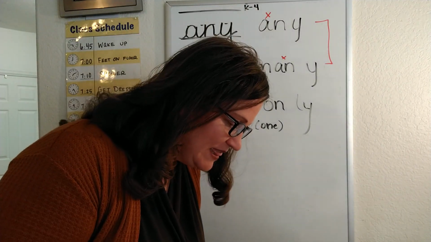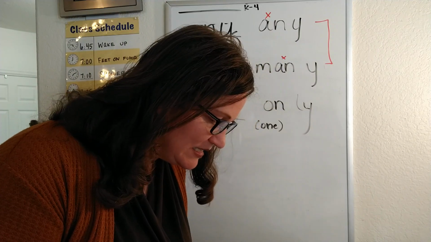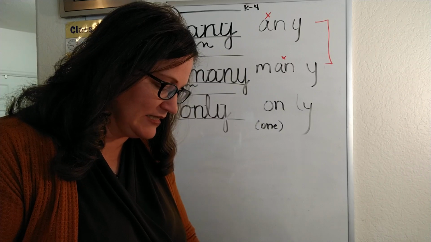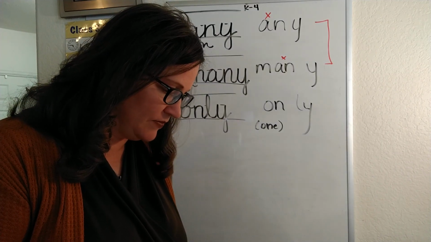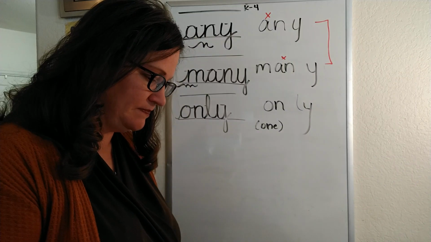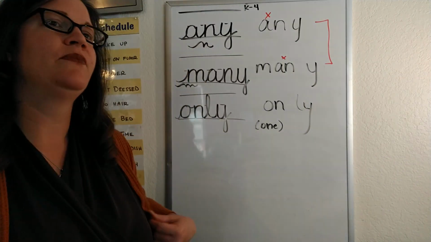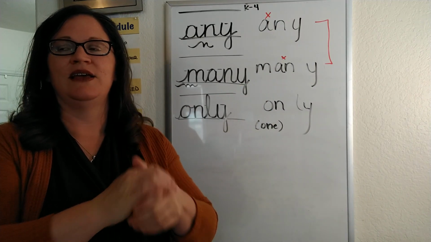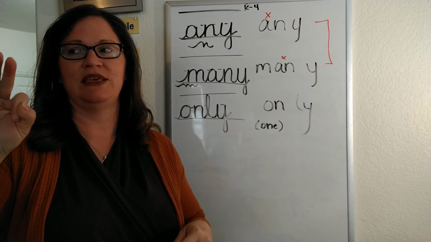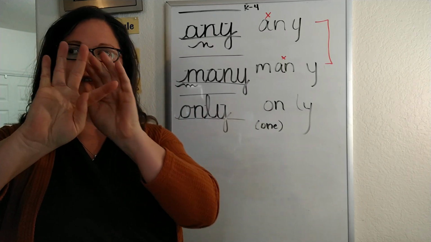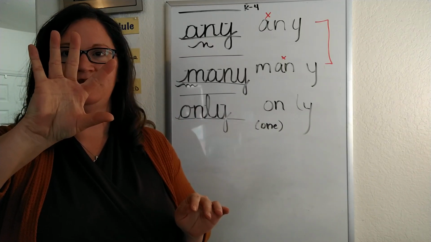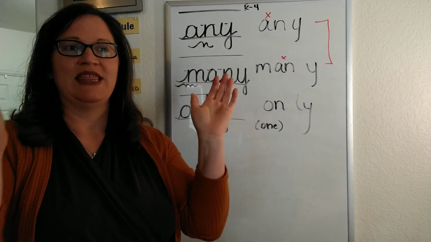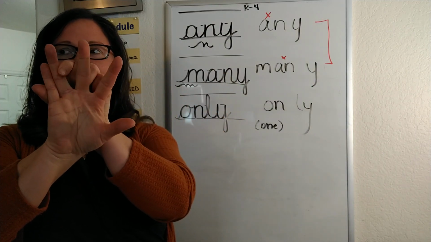Okay, the next one is these. Whoever hears and obeys these sayings is a wise man. These. Okay? Here we go. These. Z, E, Z. It's hard to do together. Okay, do it with me. These. Z, E, Z.